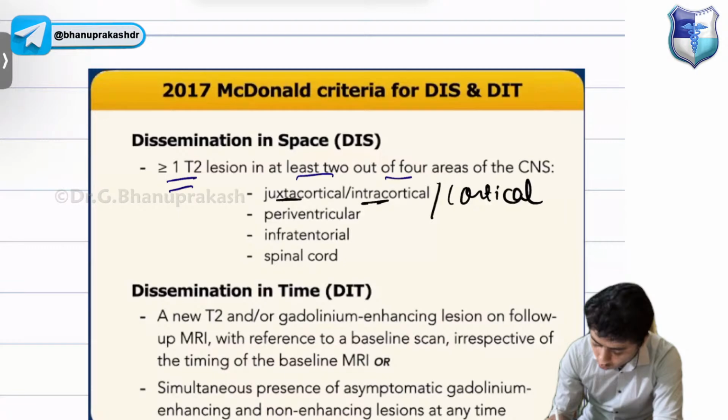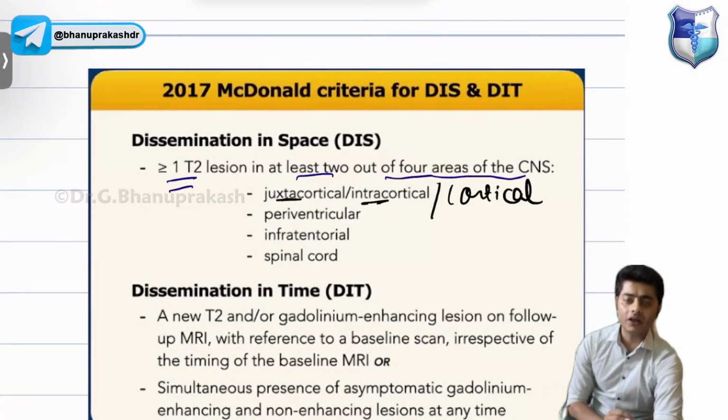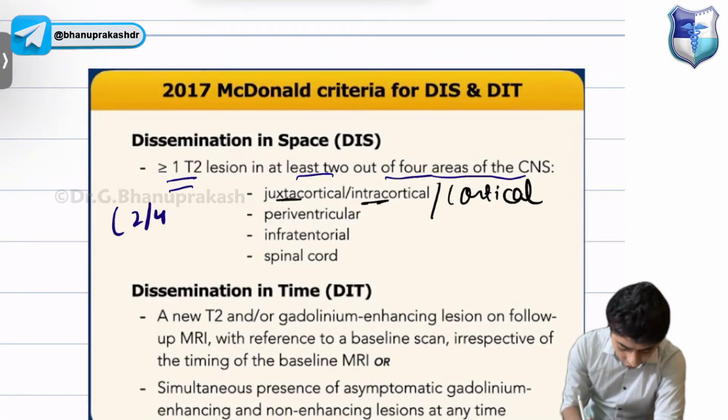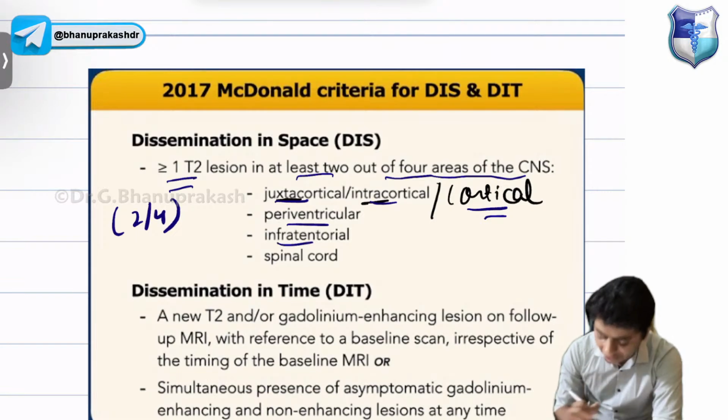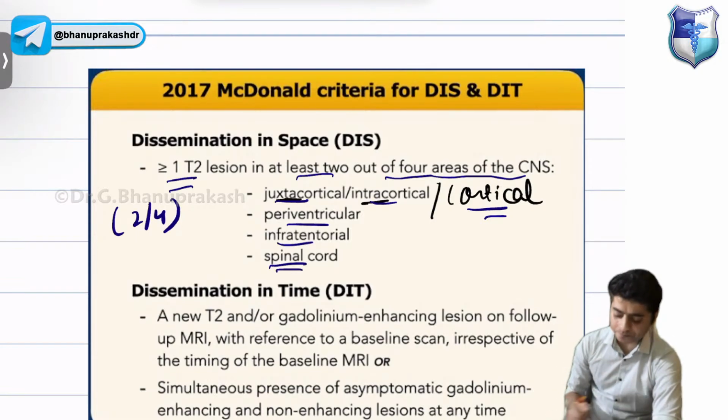In at least 2 out of the 4 areas of CNS. So 2 by 4. So what are these 4 areas? These are your juxtacortical or intracortical or cortical lesion, your periventricular, your infratentorial, or the spinal cord.